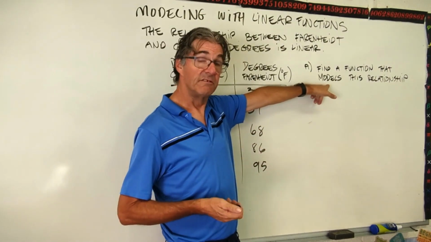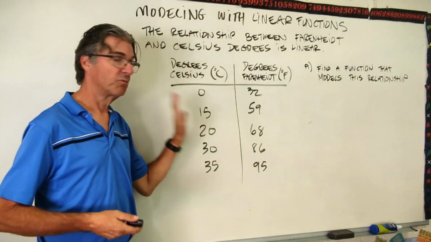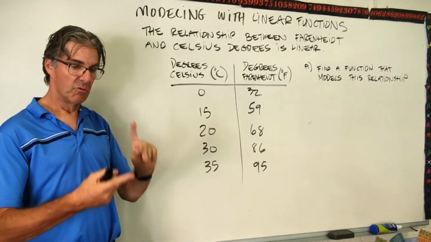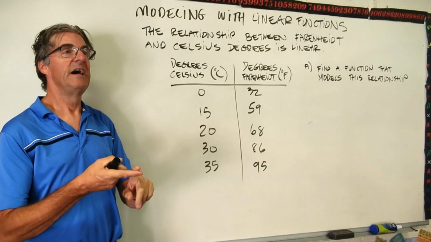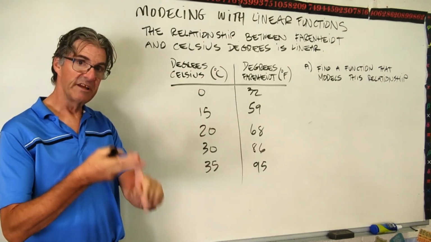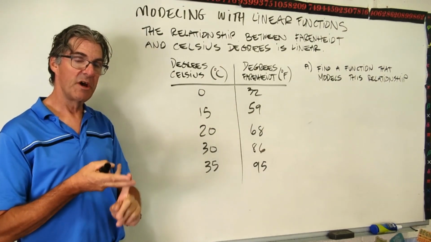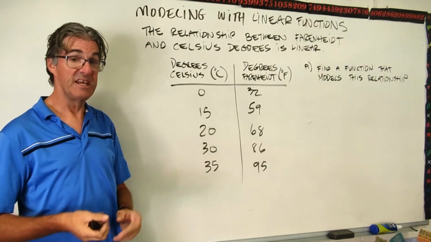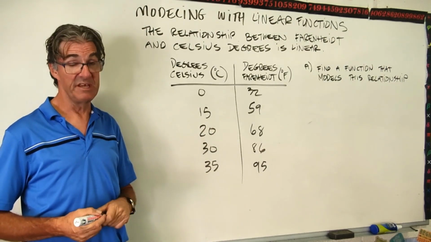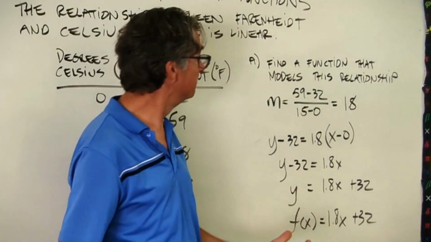Find a function that models this relationship. So remember, we find the rate of change, and then we use the point gradient form for a linear equation to find the equation in y equals mx plus b form. Okay, let's see how you did.